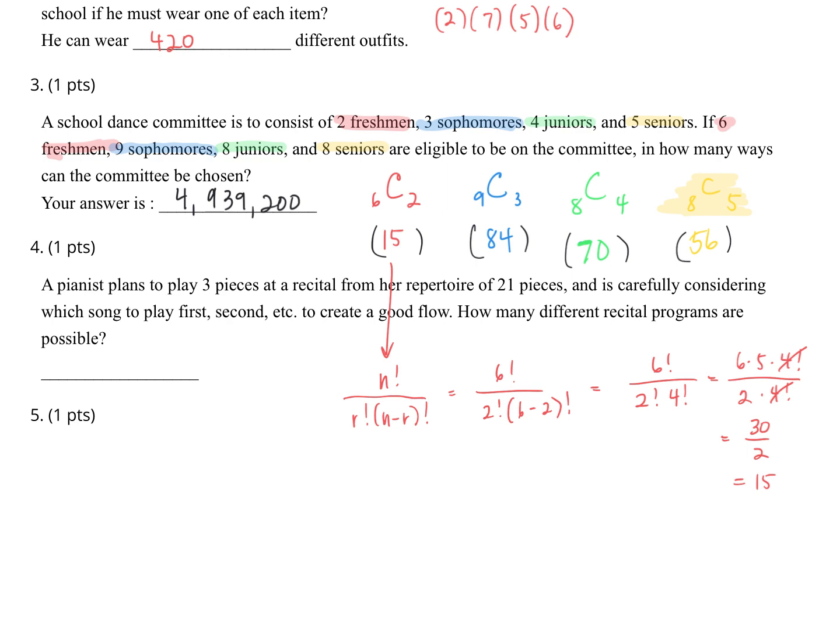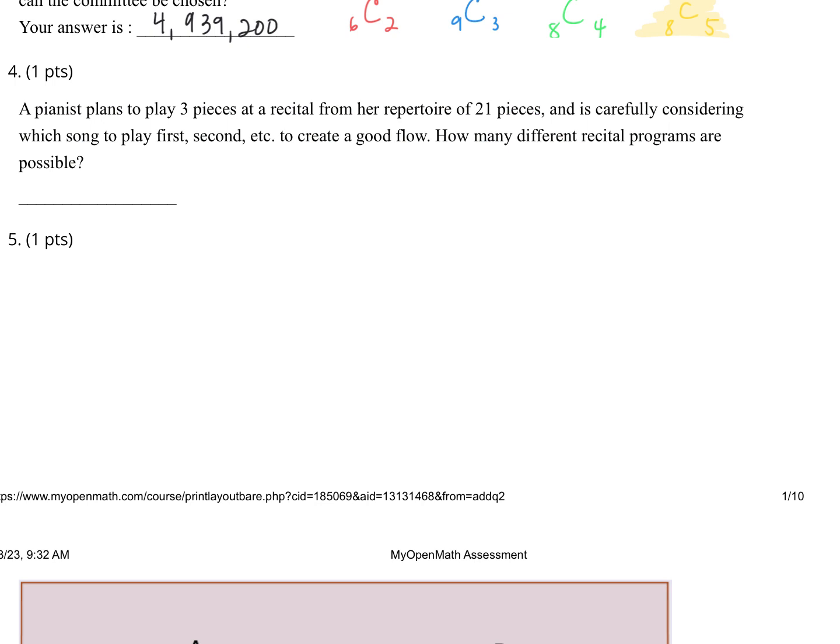Okay, number 4. A pianist plans to play 3 pieces at a recital from her repertoire of 21 pieces and is carefully considering which song to play first, second, etc. to create a good flow. How many different recital programs are possible?